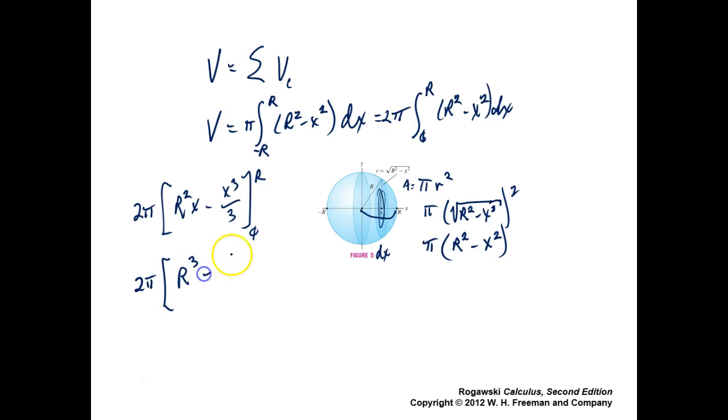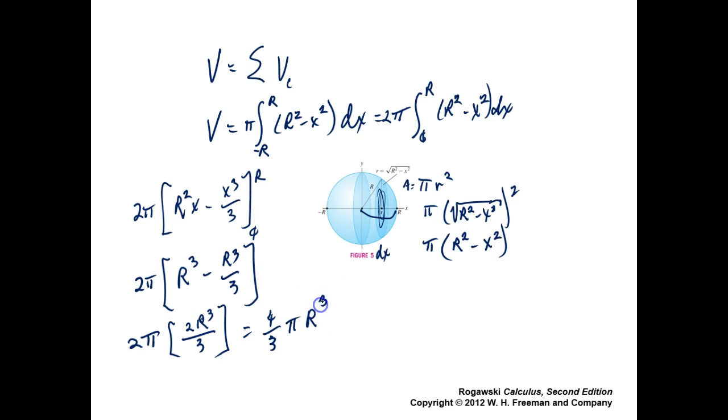R cubed minus r cubed over 3. Well, I think I can figure out what that is. That's 2 pi times, what's r cubed minus a third r cubed? 2/3 r cubed, right? Now multiply, and that gives you 4/3 pi r cubed.